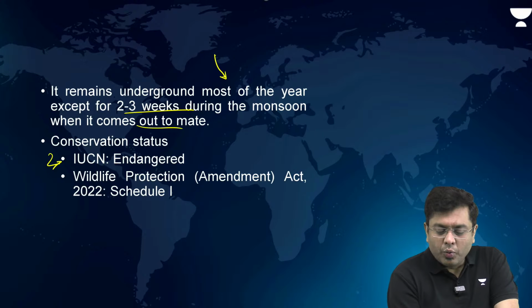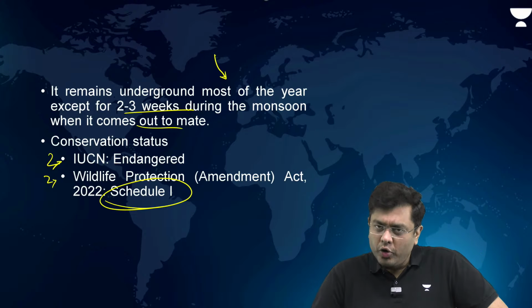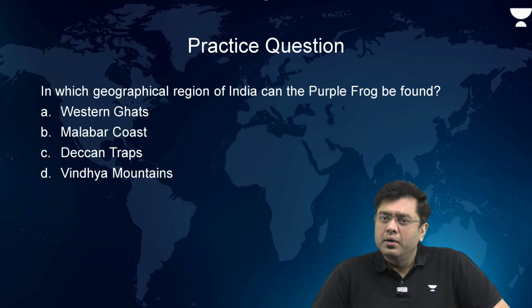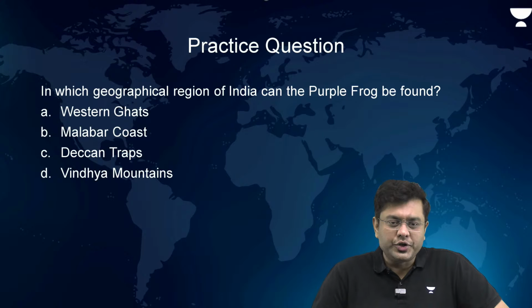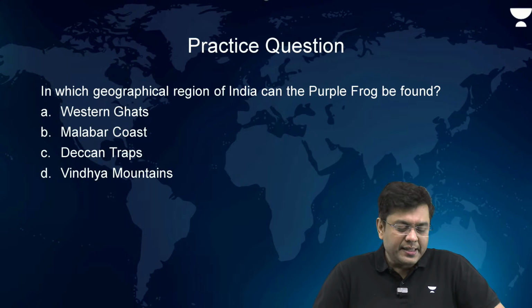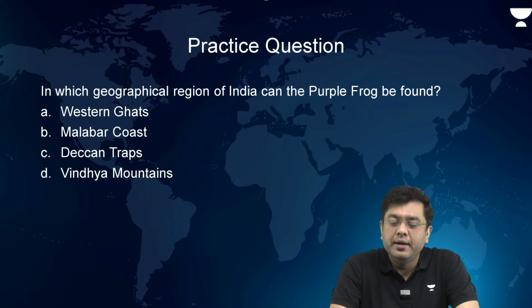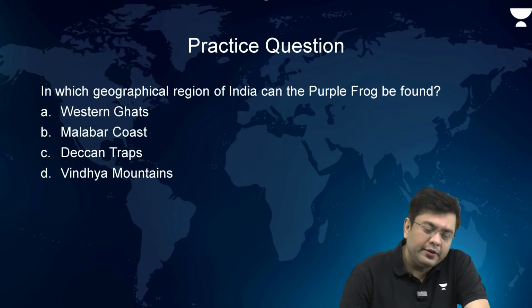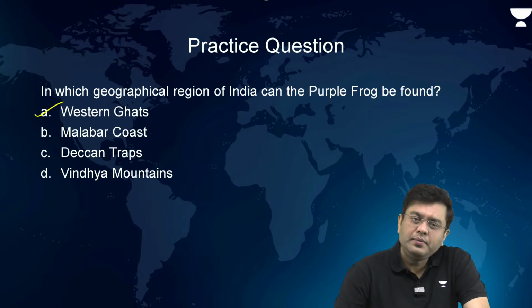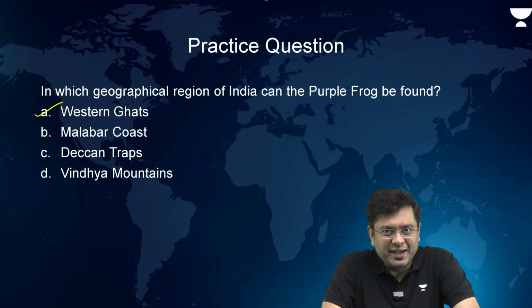IUCN Endangered, Wildlife Protection Act, Schedule 1. Okay? Now, this is the easiest question. Do get this correct. In which geographical region of India can the purple frog be found? Malabar Coast, Western Ghats, Malabar Coast, Deccan Traps and Vindhya Mountains. So here, the correct answer is going to be A, in the region of Western Ghats.